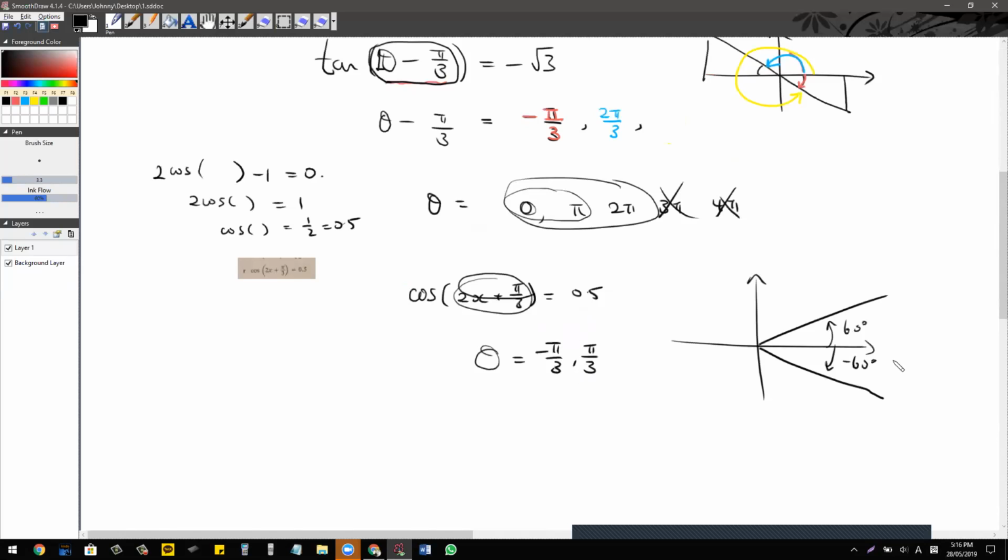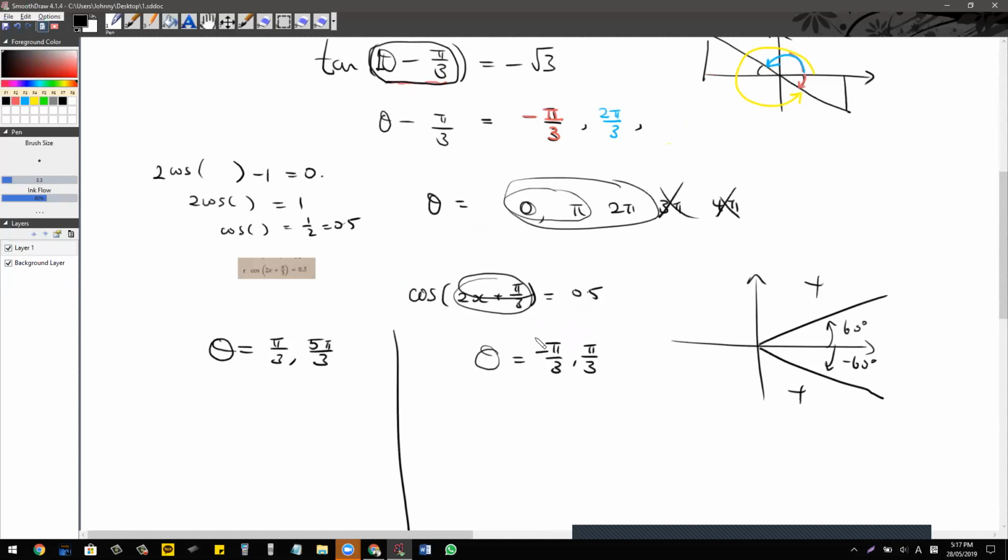Oh, I see. Yeah, because cosine 60 is 0.5, right? But it's positive here and here. Cosine is positive here and here. So you get two branches like that. That's 60, that's negative 60. Alternatively, you can do pi over 3 and then 5 pi over 3. It doesn't matter. Okay?